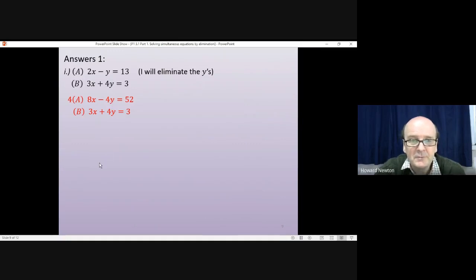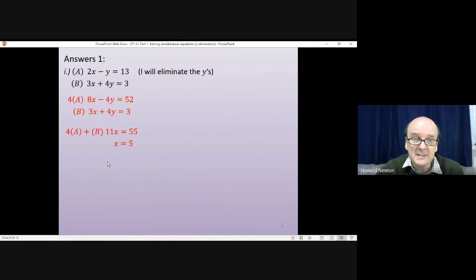There's 4 in both. Like in the first example, we've got plus with one and minus with the other. That means I'm going to add the equations together. So I'll do 4A plus B. That gives me 8x plus 3x, which is 11x. The y's cancel each other out when I add them. And 52 add the 3 is 55. Moving the 11 to the other side, I get 55 divided by 11, which is 5.